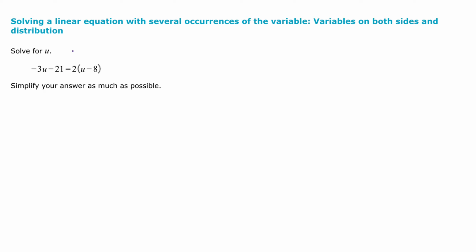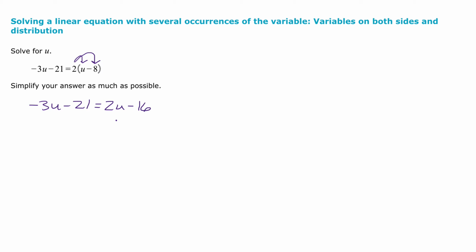So what we're going to do here is we're going to start with distributing if the problem requires distribution. So I'm going to distribute this 2. I'm going to leave the left side alone for now. And when I distribute that, I get 2u minus 16.